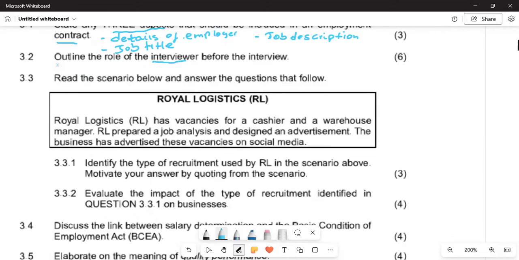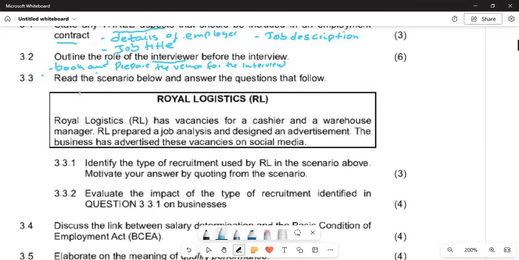So he or she must book and prepare the venue for the interview, where the interview is going to take place. Must book that place and prepare it.